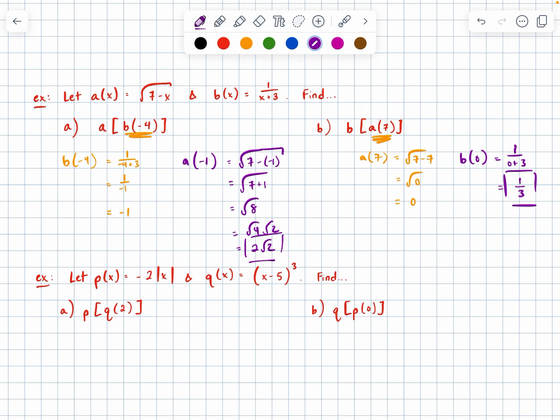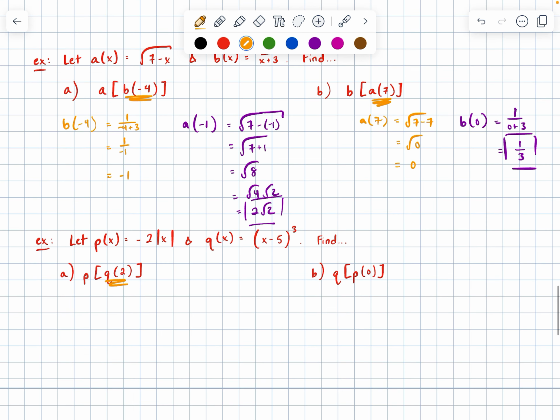Cool. p of x is equal to negative 2 times the absolute value of x. And q of x is quantity x minus 5 cubed. So I'm going to, again, think in layers. Let's start by finding q of 2. Well, q of 2 would be equal to the quantity 2 minus 5 cubed. 2 minus 5 is negative 3, and negative 3 cubed is negative 27.